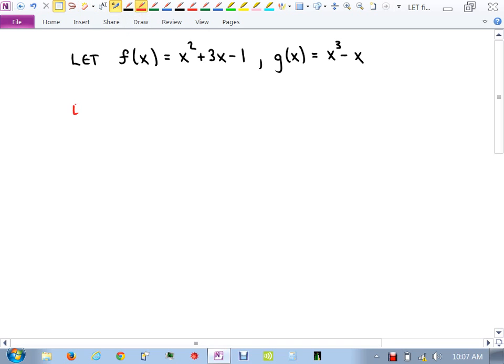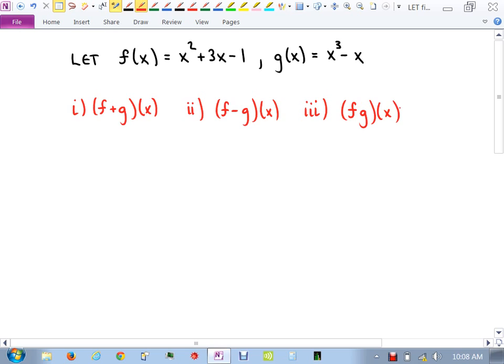Okay, here are the instructions. Find f plus g of x. Find f minus g of x. And find f times g of x. And I won't even have you do the division because it's too easy. You're just putting something on top of the other one. Just those 3. Okay? I'm just going to pause our video.